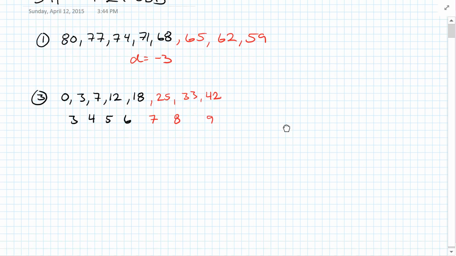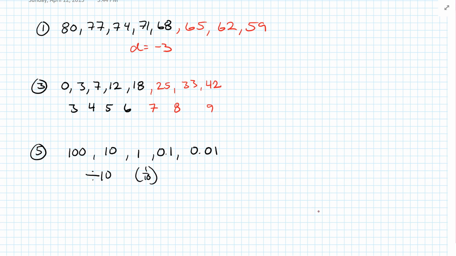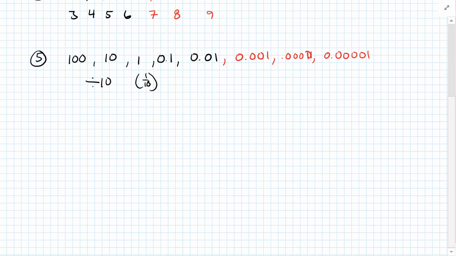Okay, number 5. They give us 100, 10, 1, 0.1, and 0.01. So we are dividing by 10. Or you could say we're multiplying by 1/10. The next three terms would be 0.001, 0.0001, and then 0.00001. Easy enough.